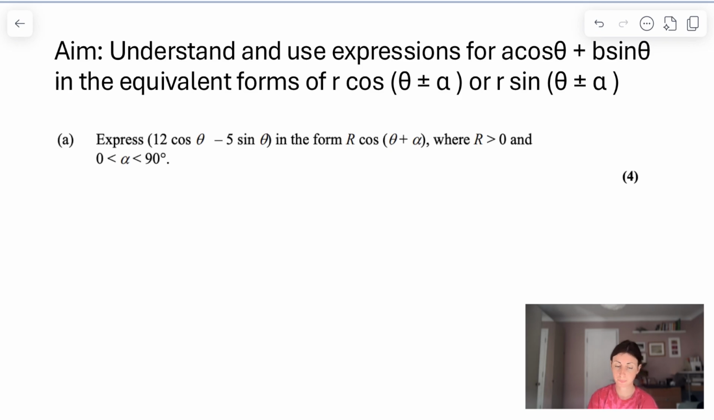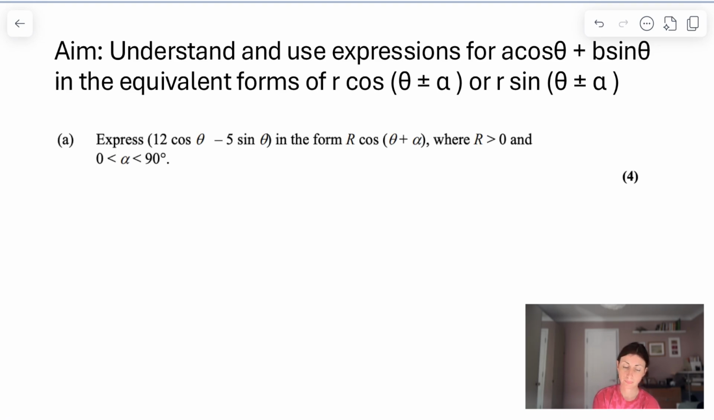Next, we could introduce the aim and have a go at expressing the thing we were just looking at in the form r cos(theta plus alpha). And then we always have these constraints: r positive, and there will just be one alpha. So I'd go through with them how to do this, including giving them the steps for success.